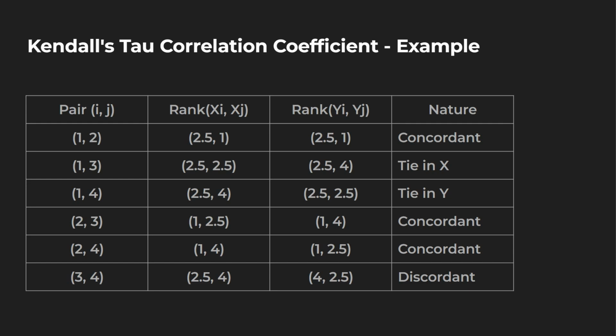Well, the sign is in the same direction, so concordant. Again, 1, 4, 1, 2, 5. Sign is in the same direction, so concordant. And then lastly, 4 is greater than 2, 5 on both of these, but the signs are going to be different. Xj is greater, and then Yi is greater, so discordant.